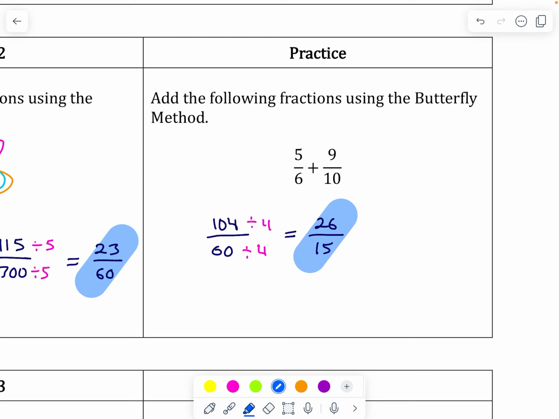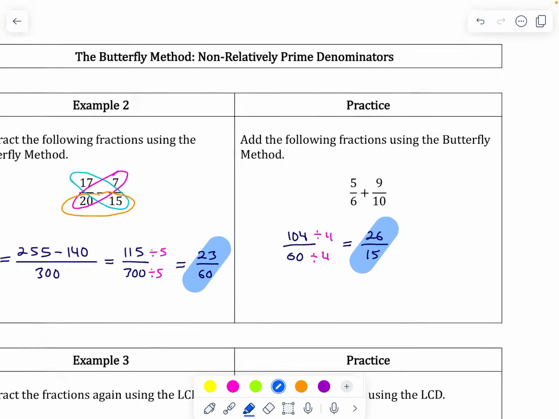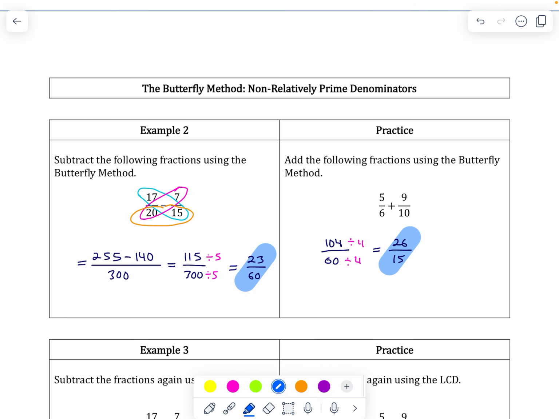And again, I know it's not that much more work, but realize that this is one of the limitations of the butterfly method I'm trying to show you here: if you just go using the butterfly method whenever, you're probably going to end up having to reduce. You will have to reduce when dealing with denominators that are not relatively prime, right? Guaranteed, that is something extra you will have to do.